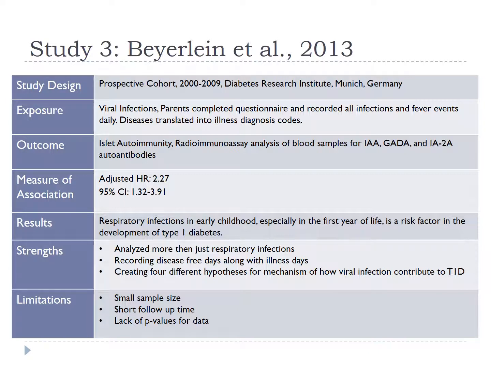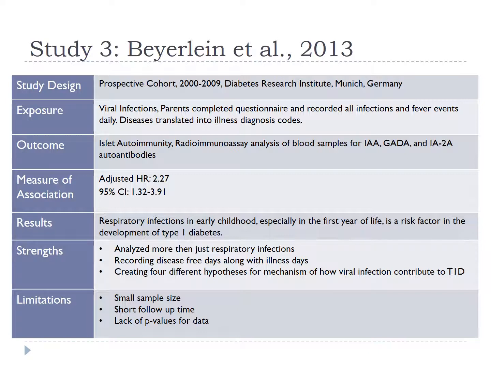They also had the parents record disease-free days as well as disease days. This allowed them to get additional information like duration of symptoms. They also created 4 different hypotheses for the mechanism behind how the viral infections led to islet autoimmunity. These 4 hypotheses were the total number of infectious events, the number of respiratory, gastrointestinal, and other infections separately, the number of fever events, and lastly, the number of infections without fever.